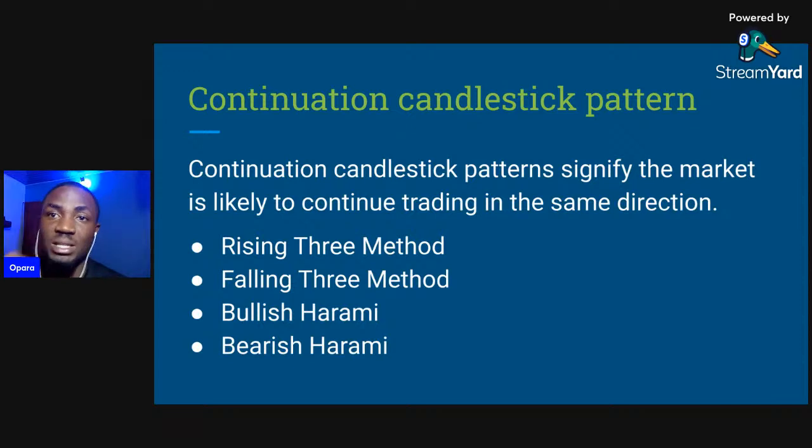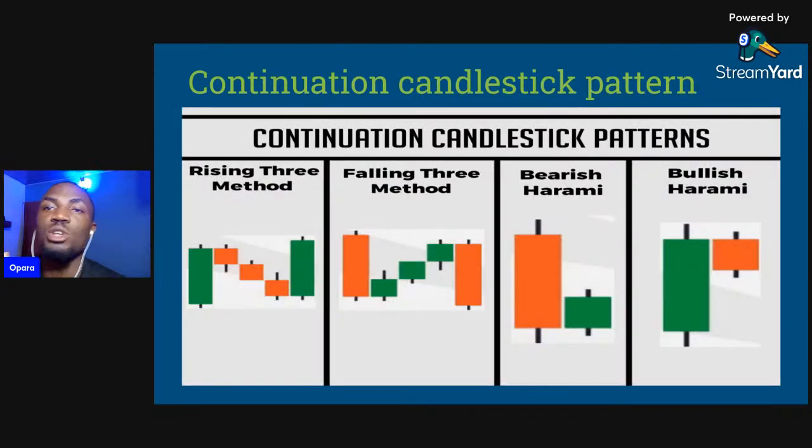So we have the rising three method, the falling three method, the bullish harami, and the bearish harami. These are structures that you could just go on Google and get more information about. Like I always recommend, you can use BabyPips, because you can just see them there. You can see how the rising three is, how the falling three is, how the bearish harami is, and how the bullish harami is. The bullish harami and the bearish harami are almost similar to the engulfing bars, but there's a slight difference.